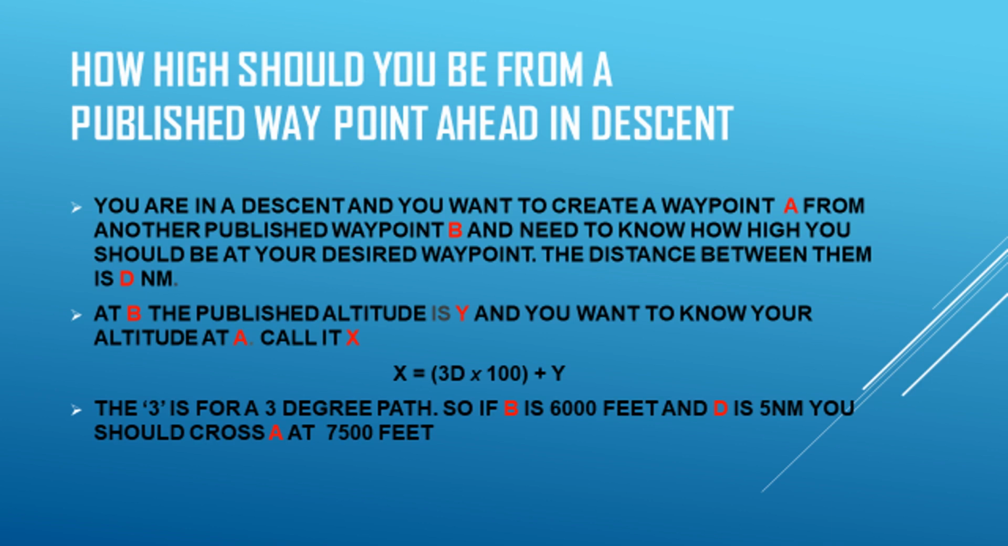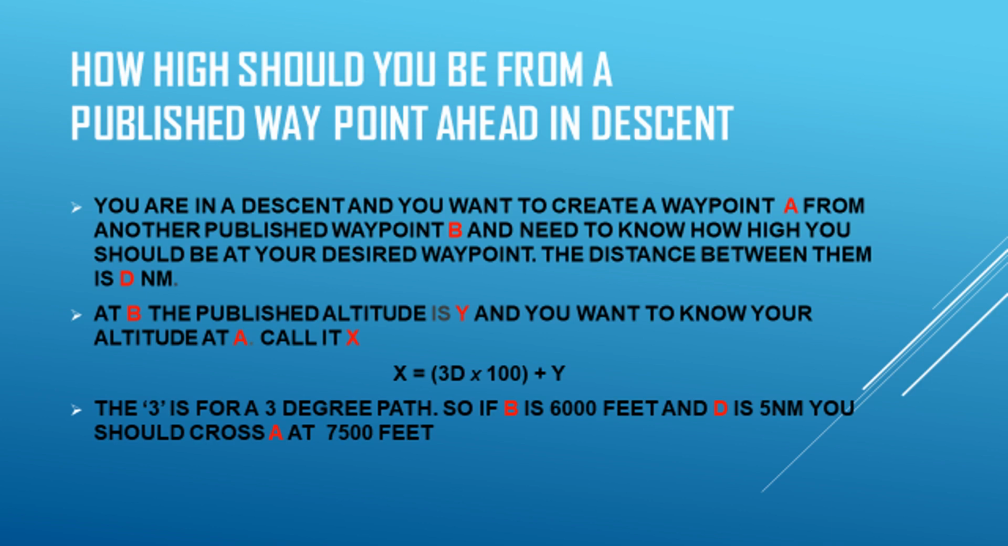And now you want to know, to continue the descent on the VNAV profile, how high should you be at A so that you give yourself a 3 degree glide path all the way to B and then down to the landing. Normally done when you are on the downwind leg, going to a waypoint A, then turning base to waypoint B, and then you turn again to your finals. So the distance between them is very important to specify, so let's call it D. Now at B, the published altitude is Y, which is on the chart.